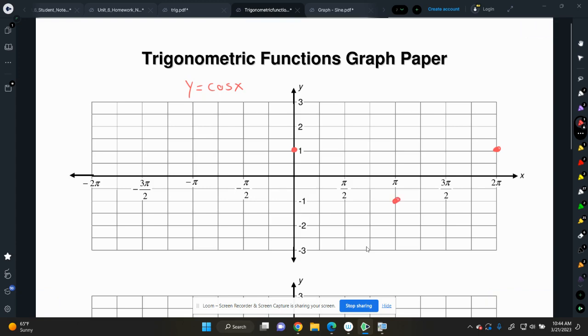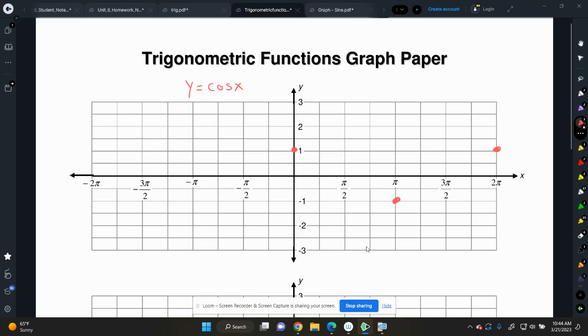Oh, I'm sorry. I didn't hear you. I'm sorry. Okay. All right. We gotta know our unit circle. Okay. The cosine of 0 is 1. The cosine of 2 pi is 1. The cosine of pi is -1.